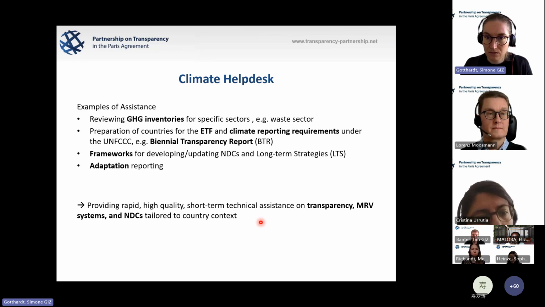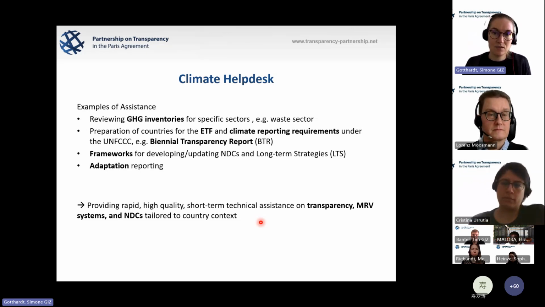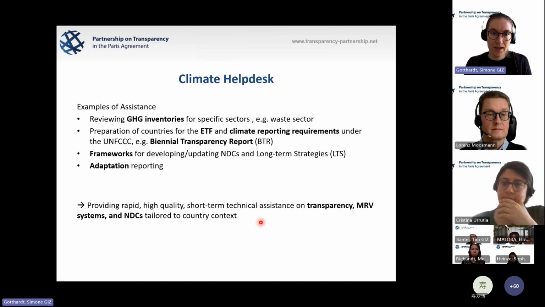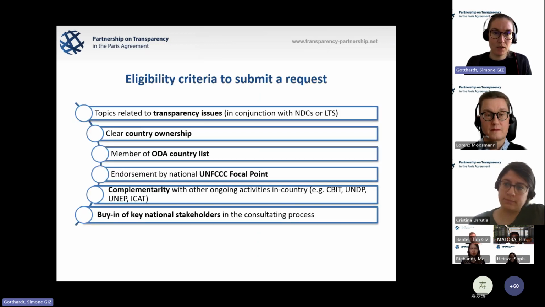Our modes of delivery are executed through various formats. As I mentioned, it could be an in-country workshop, but we could also share studies and analysis reports, as we're doing now in this webinar. It can also be technical review or expert guidance on national and sectoral climate policies, for instance. So you may wonder now, how can I actually apply for it, and what are the eligibility criteria to submit a request to this Climate Help Desk?